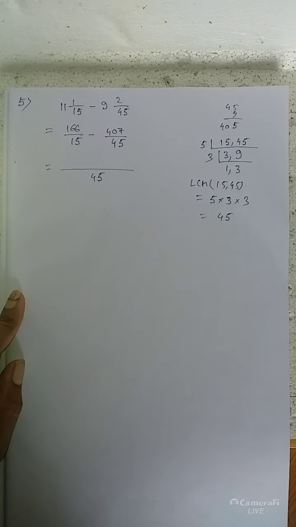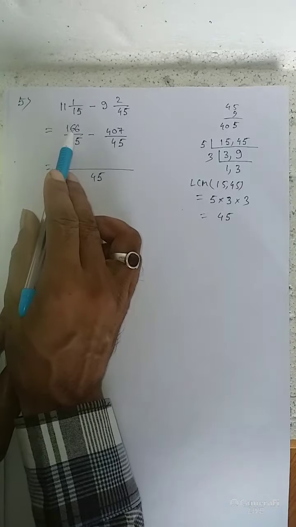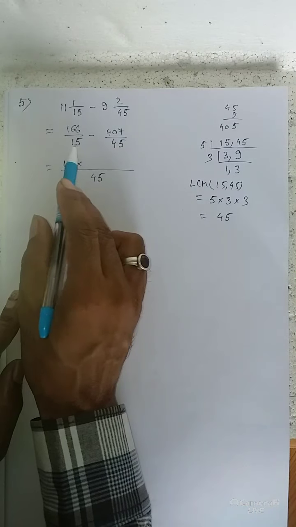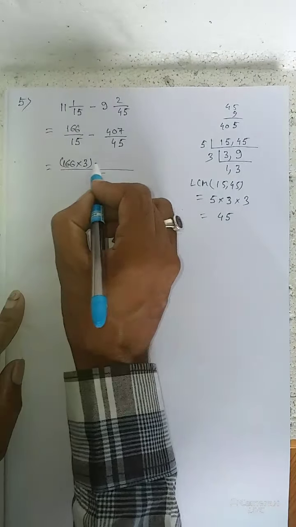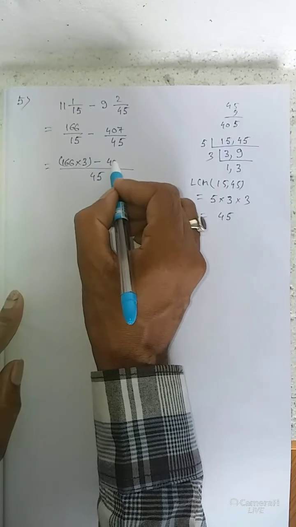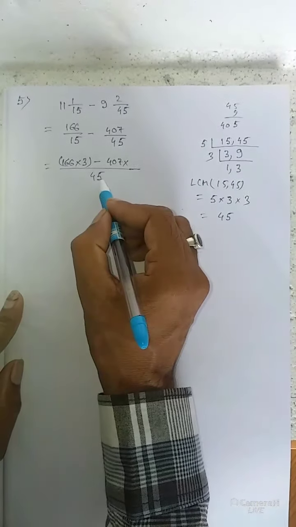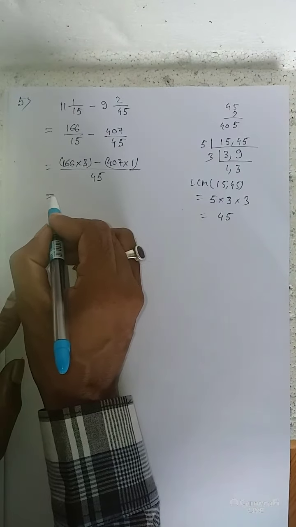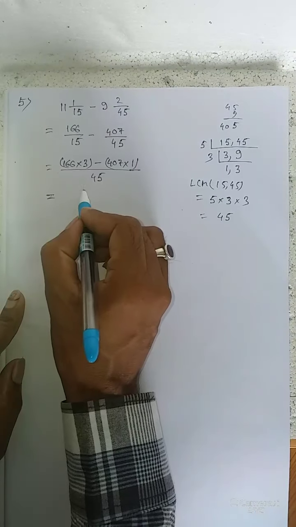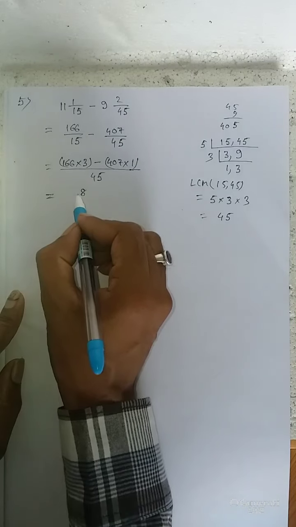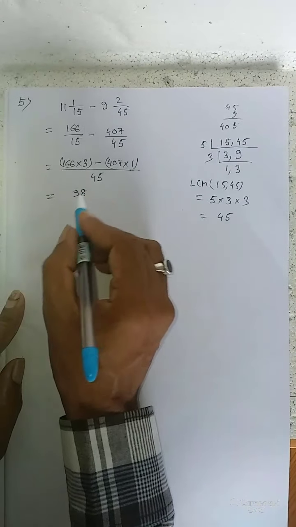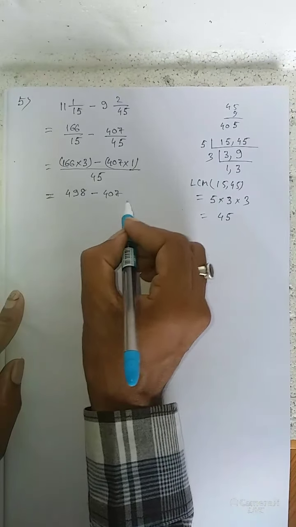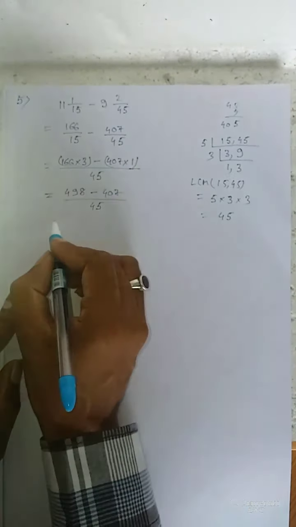Now divide 45 by 15 and multiply with 166. 166 multiplied by 45 divided by 15. 15 3s are 45. 3 minus here 407, 407 multiplied by 45 divided by 45 is 1. Now do the multiplication and then subtract. 3 6s are 18, 1 carry, 3 6s are 18 plus 1, 19, 1 carry, 3 1s are 3 plus 1, 4, 498 minus 407 by 45.